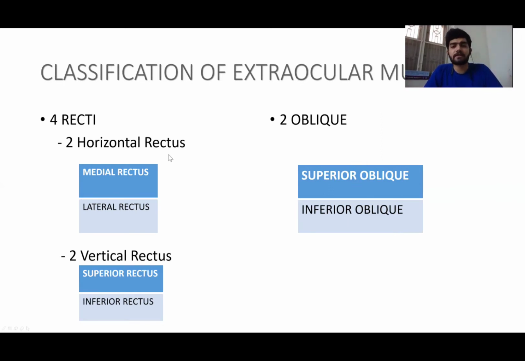The horizontal rectus only has primary action. The medial rectus will adduct the eye, and the lateral rectus will abduct the eye. Then the vertical rectus, superior rectus and inferior rectus, have primary action, secondary action, and tertiary action.